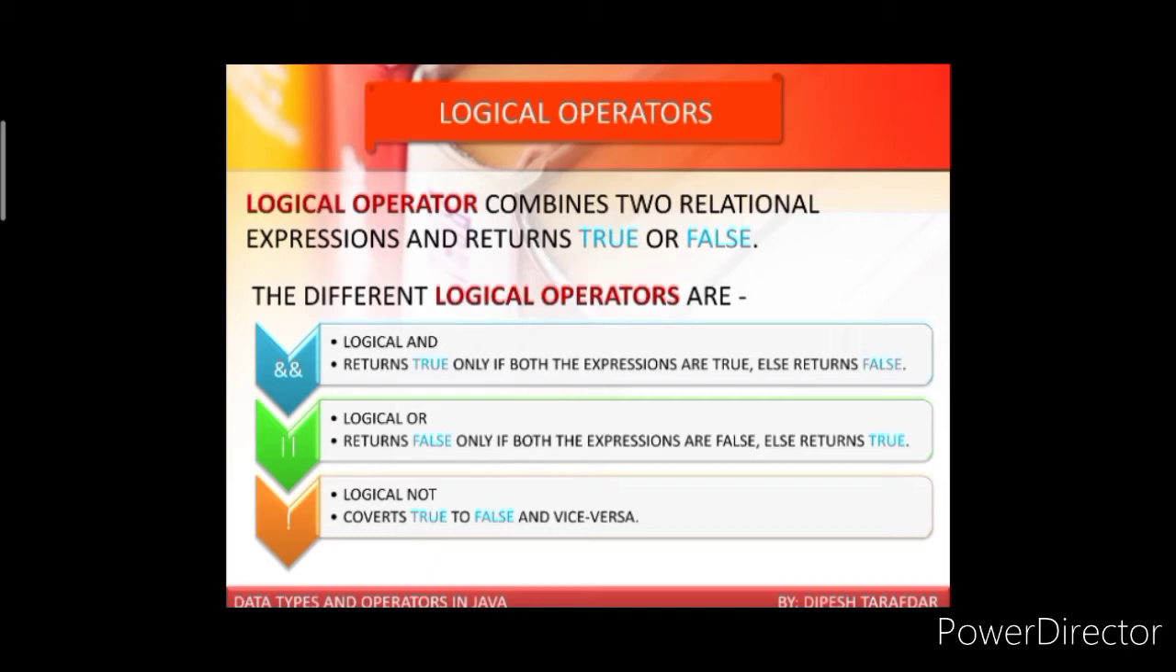And NOT converts true to false and vice versa. Now this NOT operator over here is a unary operator. It requires a single operand to work with. Whereas AND and OR are binary operators. Now let us see some examples to understand the concept.